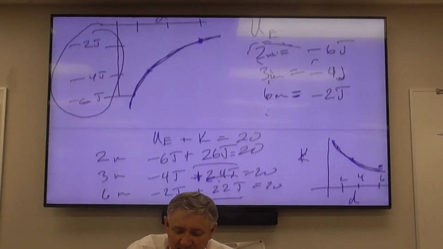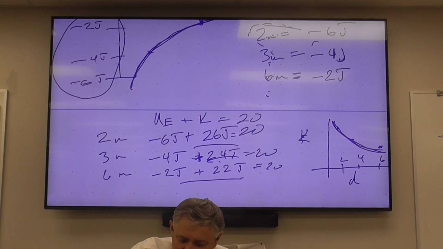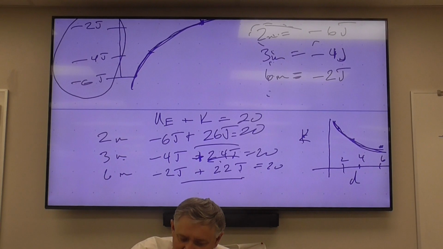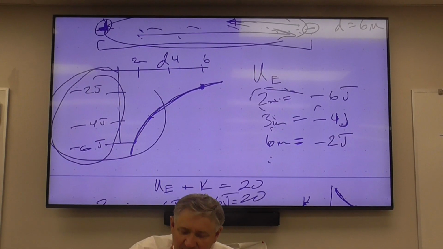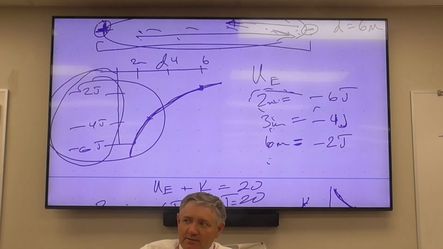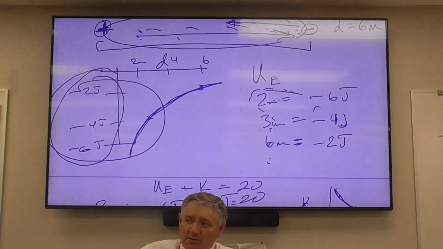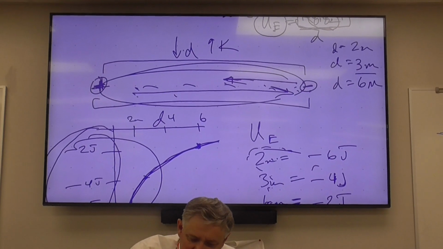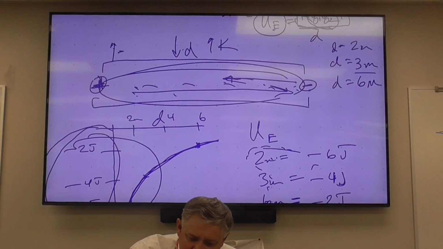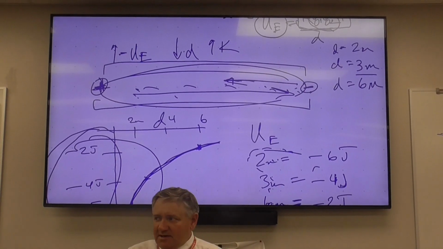But if I drop that distance from 6 to 3 to 2, what happens to the value of my negative UE? The magnitude increases. So as I decrease that distance, I'm increasing the magnitude of my negative UE.